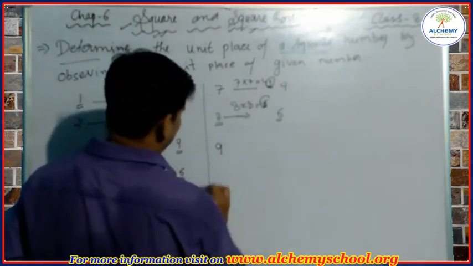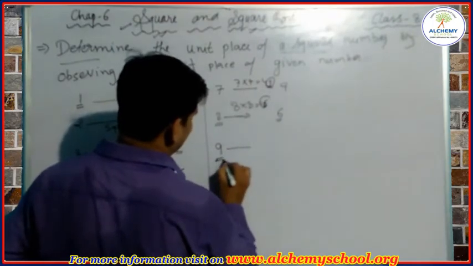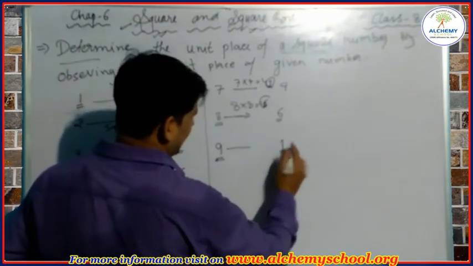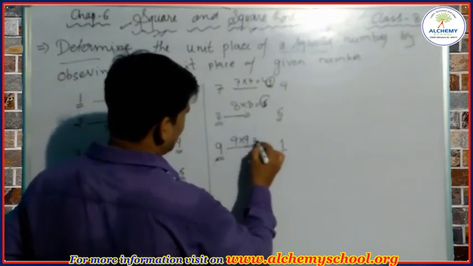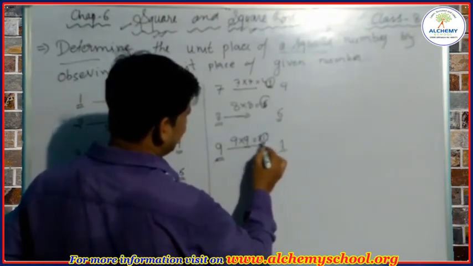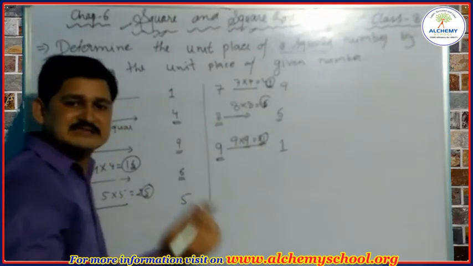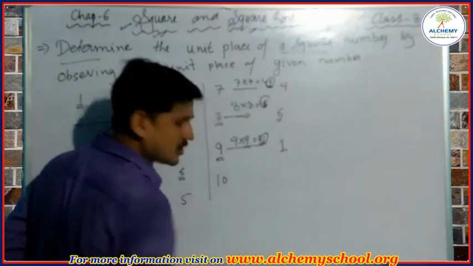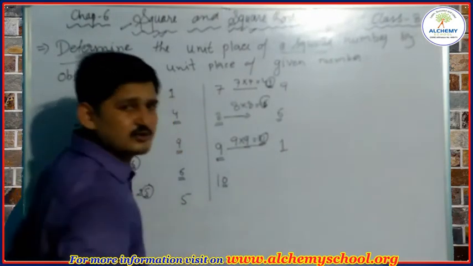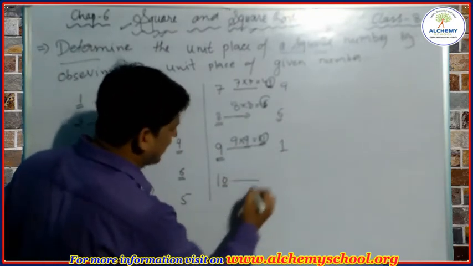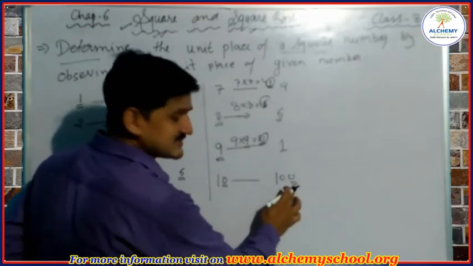The same thing is applicable for 9 also. When we find the square of a number which has 9 on unit place, we'll get 1 on unit place of its square, because when 9 is multiplied by 9 we get 81, and in 81, 1 is the unit place. The same thing is applicable for number 10 also. It means when we have a number which has 0 at unit place, when we find the square of this number, there also at unit place we get 0.